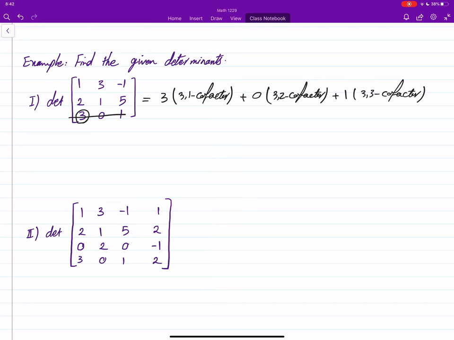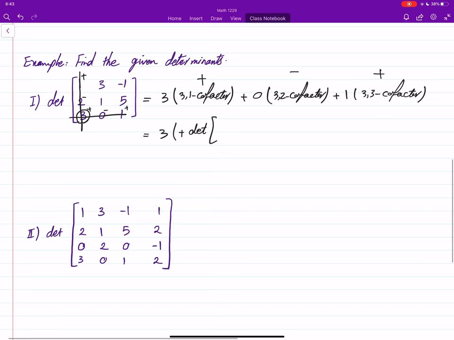How about the signs? Well, if this starts with plus, then minus, plus, minus, plus. So this will be plus, this will be plus, this will be minus. 3 times plus a determinant of first row, first column, third row. You delete those, you get this matrix here.